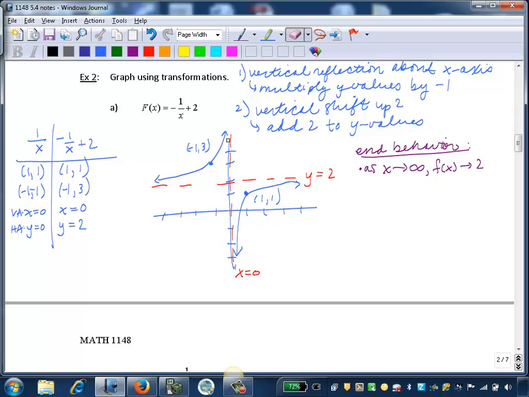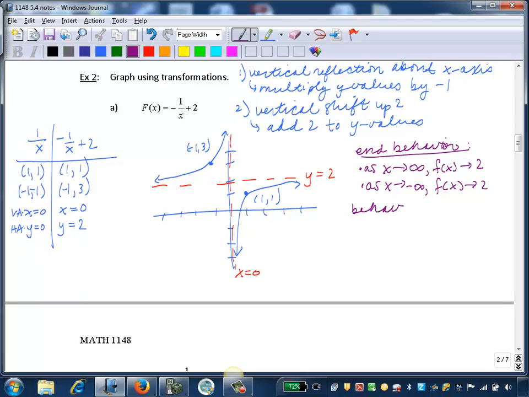Now let's look at the other end, the left. As we trace along the left branch and x gets infinitely smaller, as x approaches negative infinity, same thing's happening. It's flattening out and approaching a y value of 2. So we can say, as x approaches negative infinity, f of x also approaches 2.